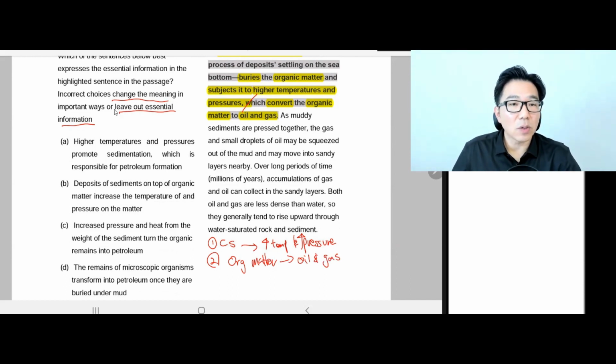All right, let's solve this question. Answer choice A: higher temperature and pressures promote sedimentation. This is the opposite.